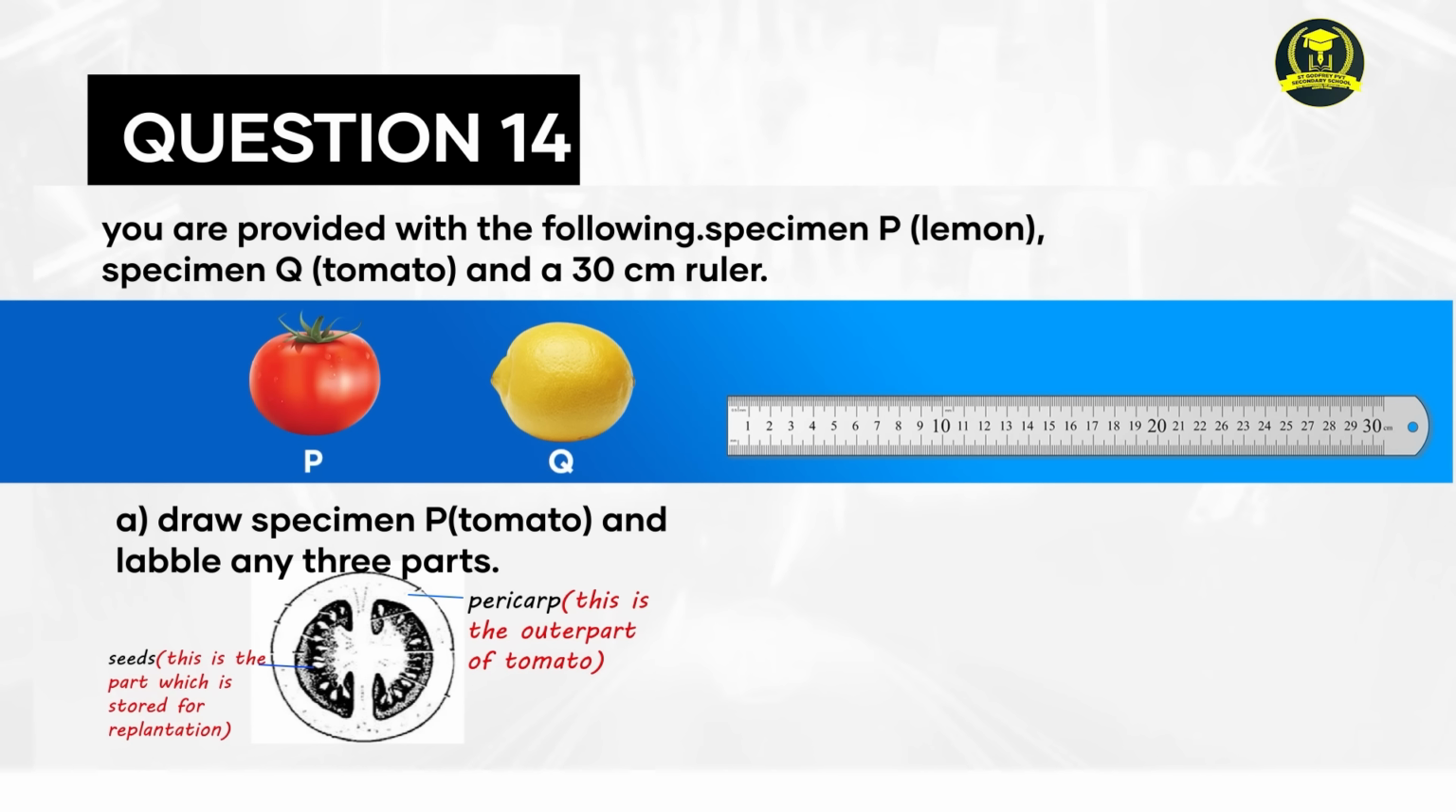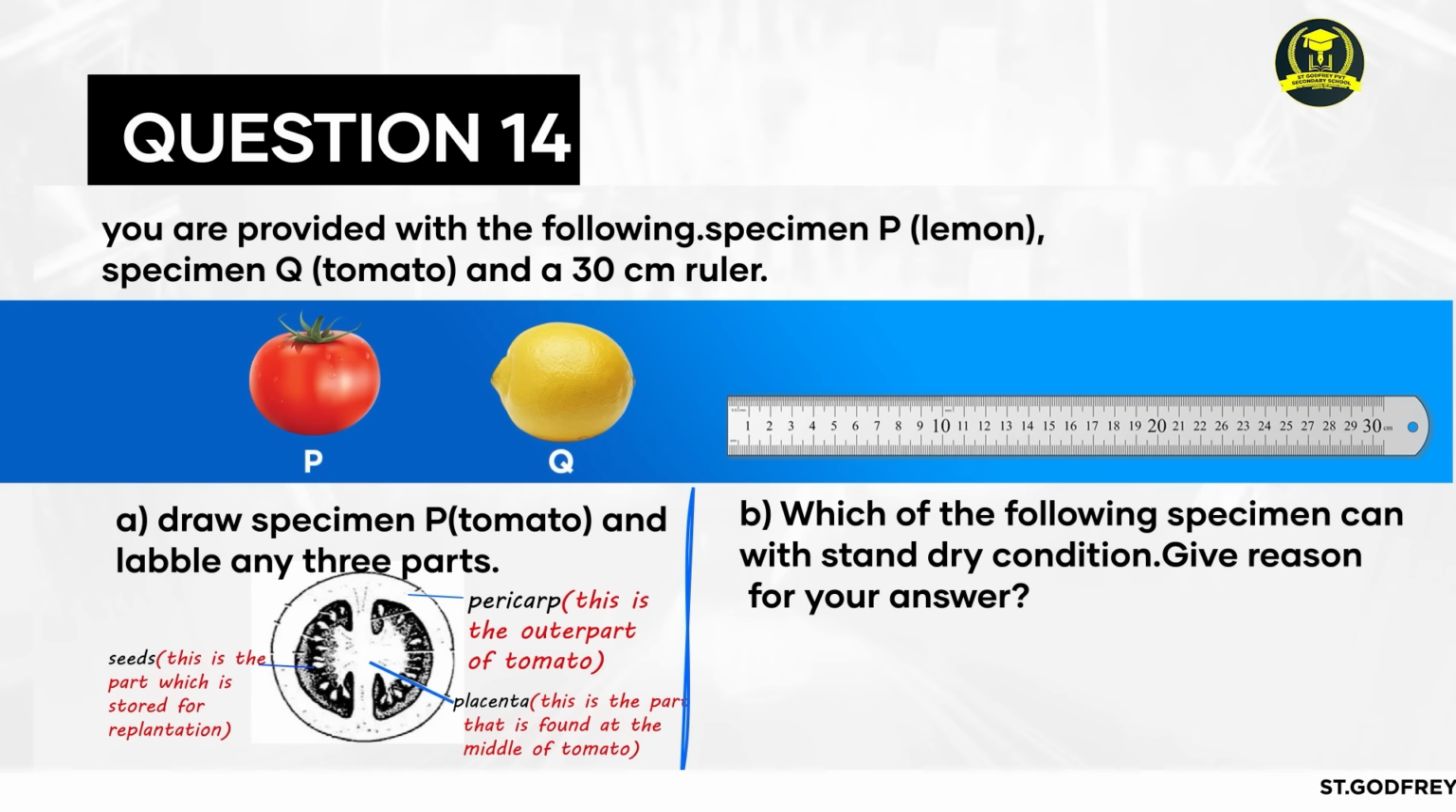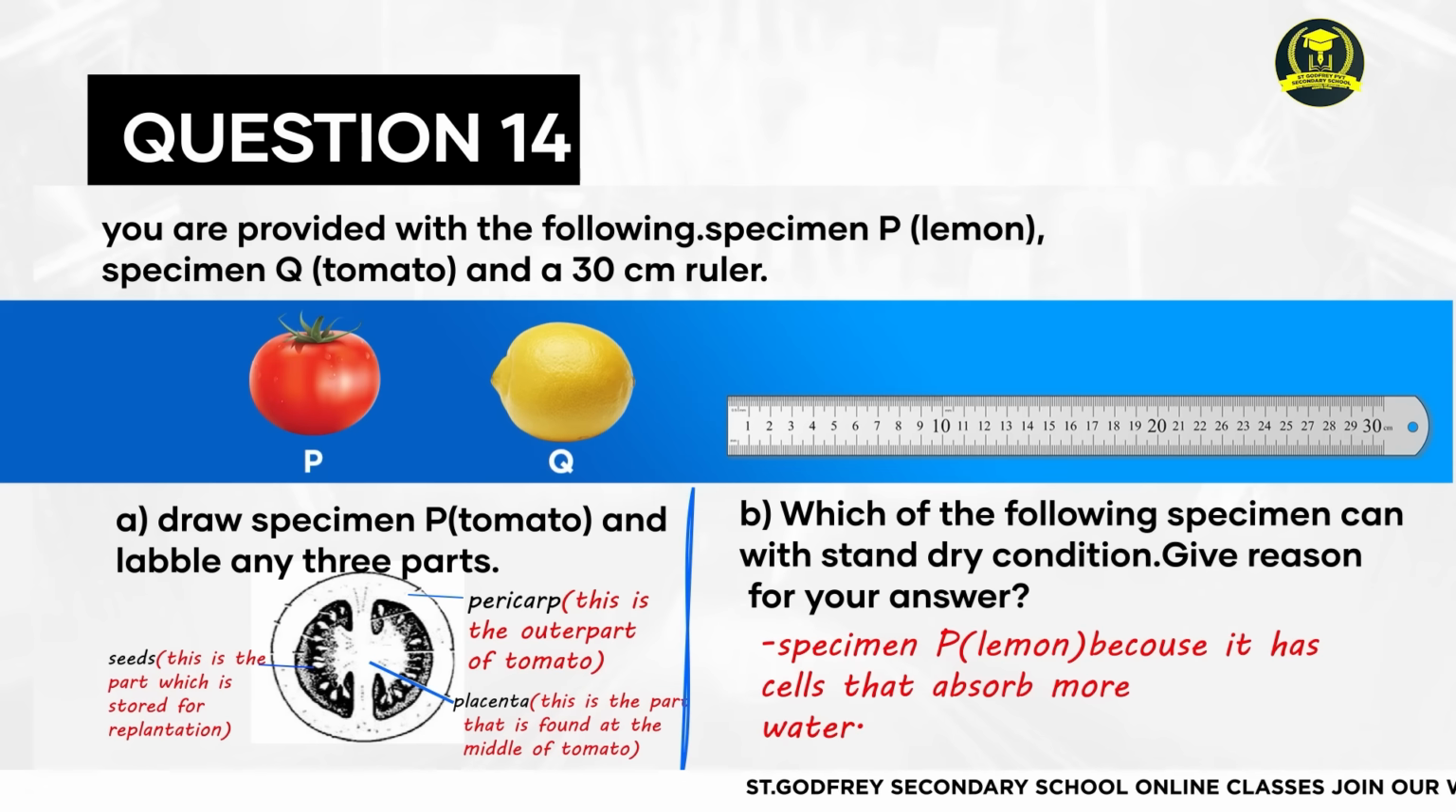Number 2, seeds. This is the part which is stored for replantation. Number 3, placenta. This is the part that is found at the middle of the tomato. Question B. Which of the following specimens can withstand dry condition? And give the reason for your answer. Specimen P, which is a lemon, because it has cells that absorb more water.